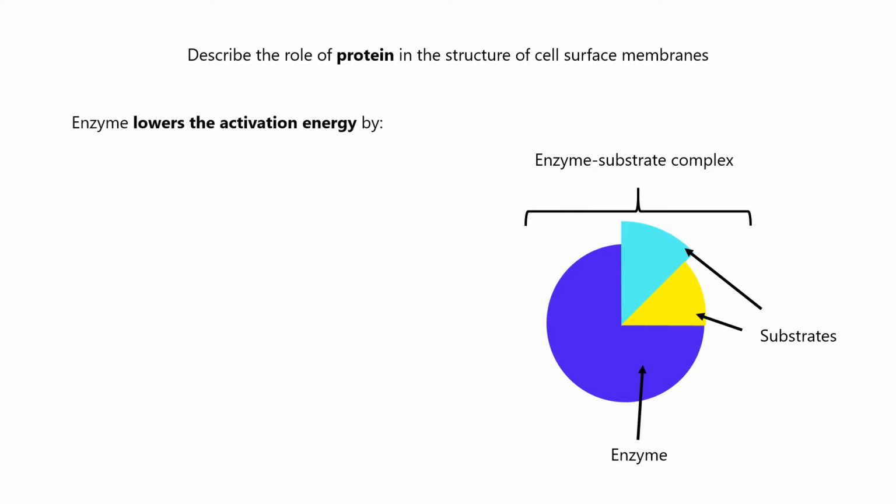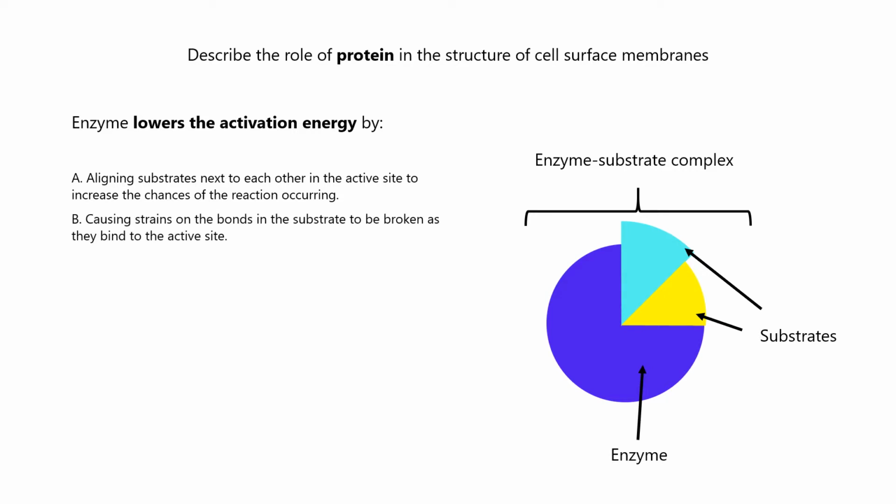Enzyme lowers the activation energy by: A. Aligning substrates next to each other in the active site to increase the chances of the reaction occurring. B. Causing strains on the bonds in the substrate to be broken as they bind to the active site. C. Orientating the substrate such that their bonds are exposed to chemical attack.